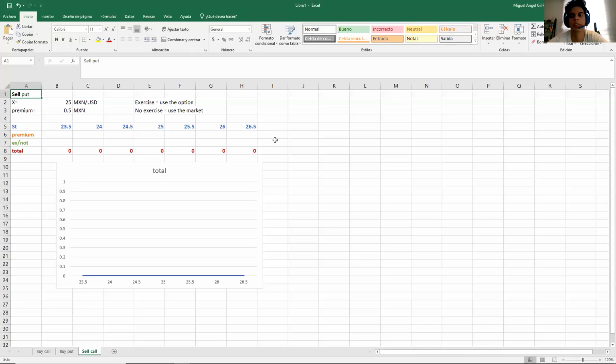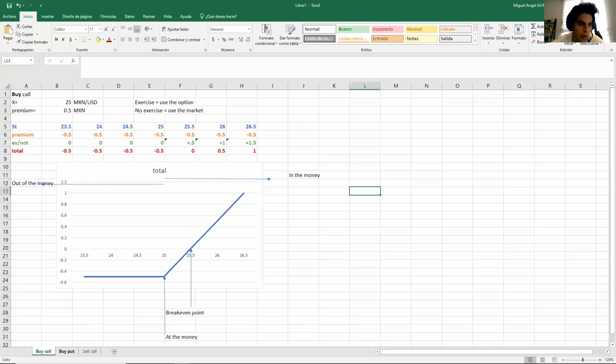So let's continue with the third exercise. This is selling a put. It's going to be a bit different to what we had before. It's again the same file. It's over here. I just changed that.